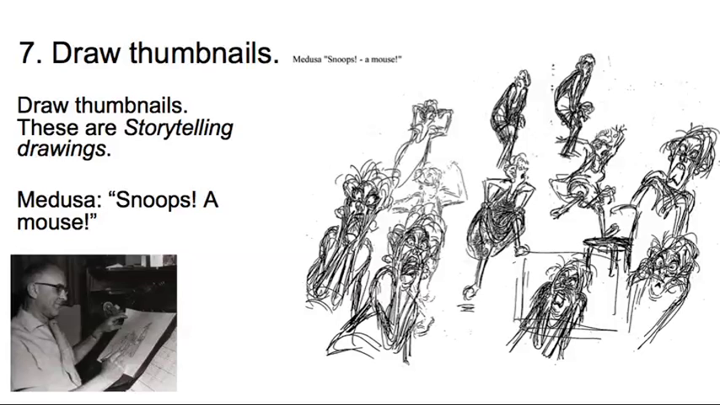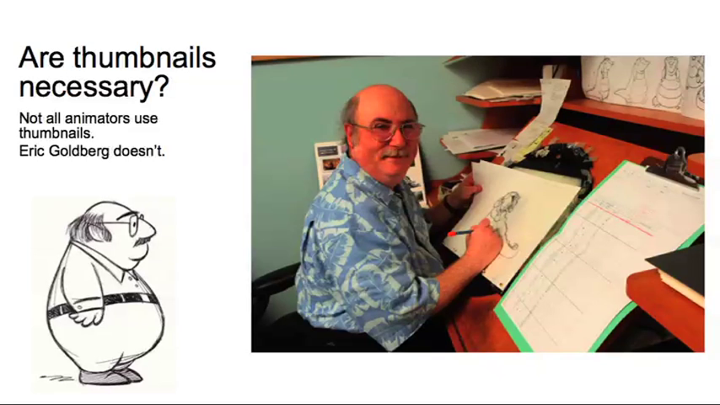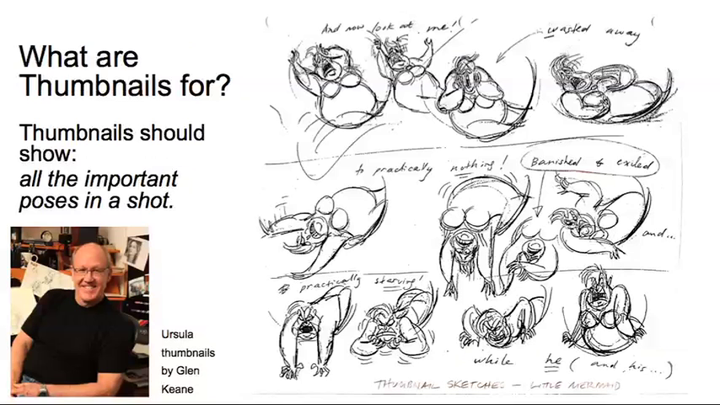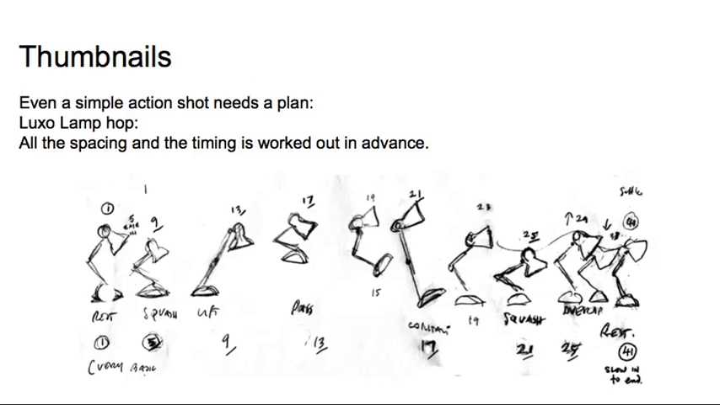The most important thing for me is drawing my thumbnails, and this is really where I plan out the shot. Now, not everyone thumbnails. Some animators don't need to. Eric Goldberg, for example, who's a great genius, did the genie in Aladdin and is one of the best animators over at Disney, doesn't thumbnail. But most people do. The great Glen Keane thumbnails all of his stuff, and if you look at all the exercises that you've been doing so far, you'll find even a simple thing like the lamp hop, those are all thumbnails. This is all planned out in advance.